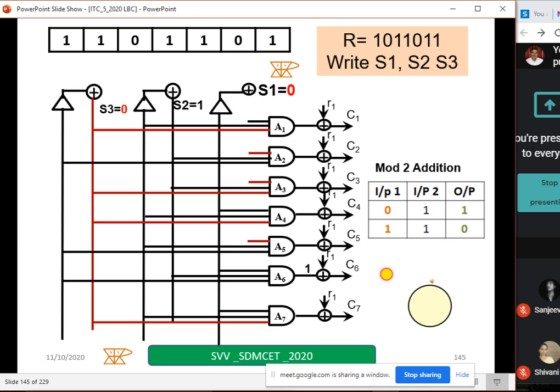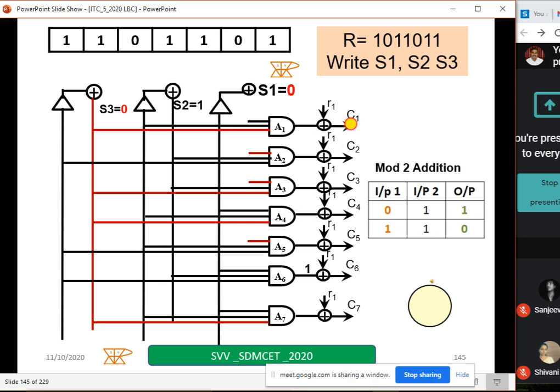Whatever input you are giving, one fixed input, this is the input. If I take a 1, 0 will become 1, 1 will become 0. That means I am correcting. Please try to understand. Whatever zeros are there, if I do mod 2 with a 0, I will get the same. If I do mod 2 with a 1, I will get the opposite. This is the mod 2 addition truth table, all of you know.